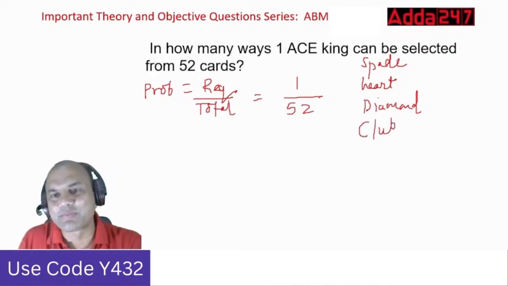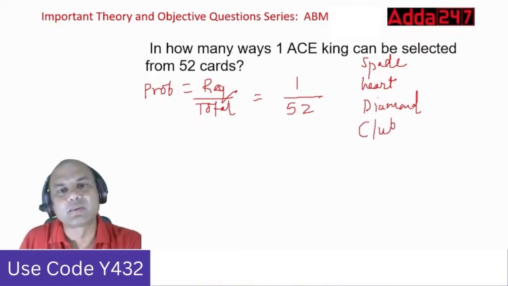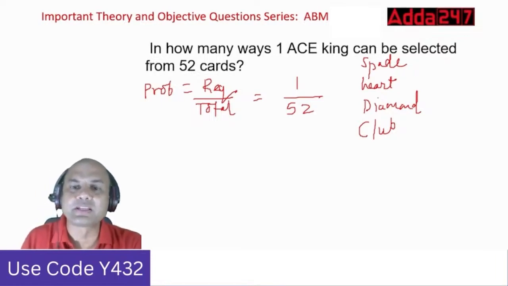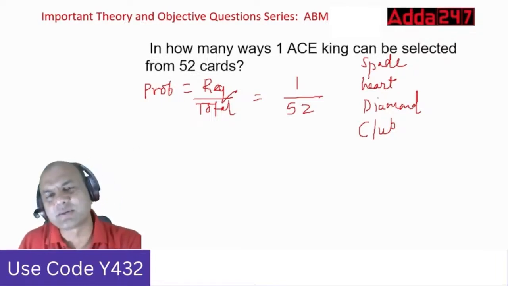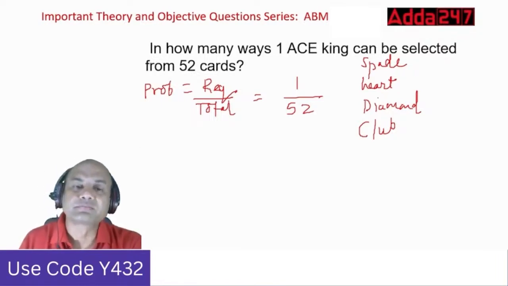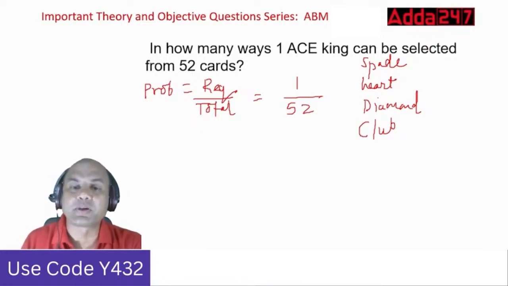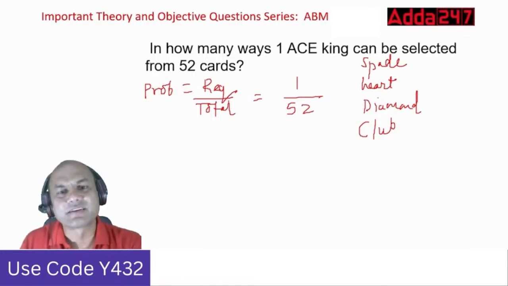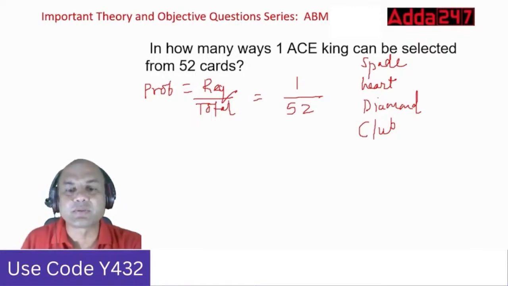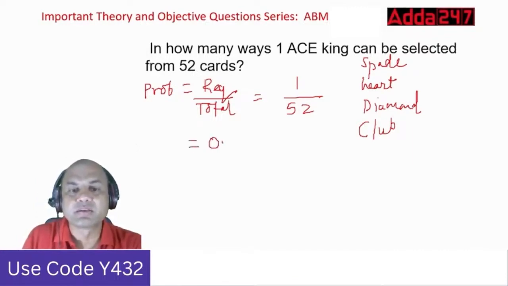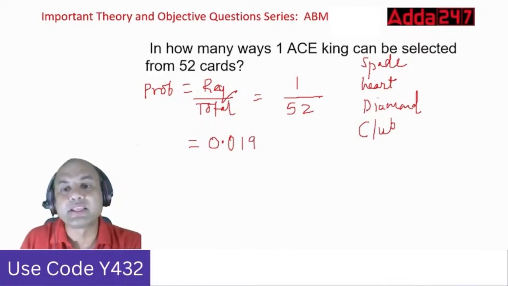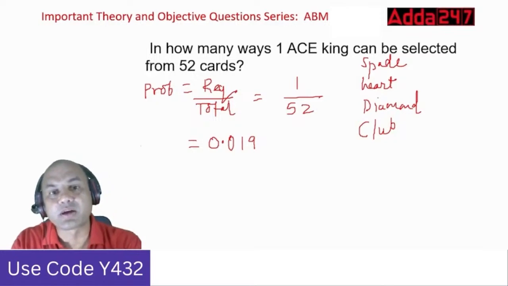See here, what happens? We speak about these in our local language, but we don't know these English words, and these are asked in the exam many times. So let's come back to our problem. It is required upon total, so 1 upon 52. That is the answer. 1 upon 52 is 0.019. This is my required probability of selecting one ace king from 52 cards.